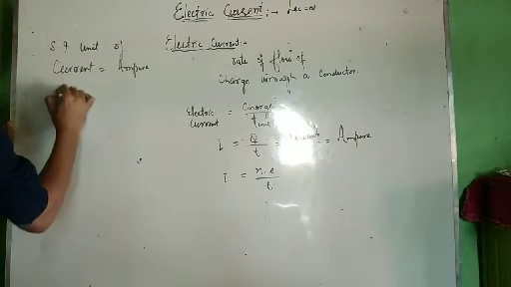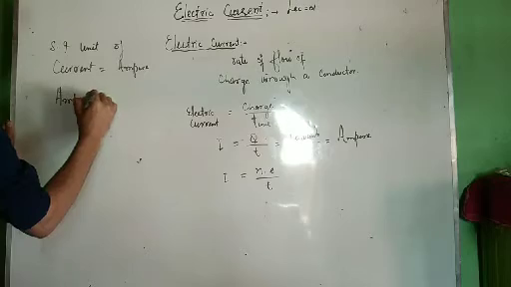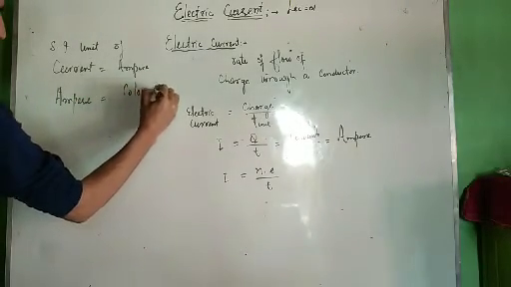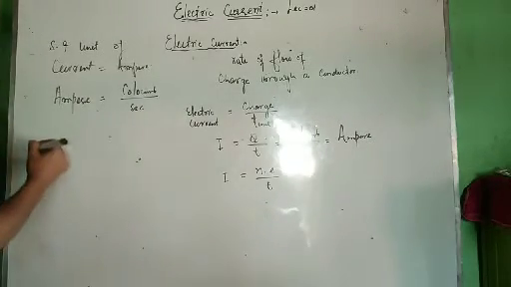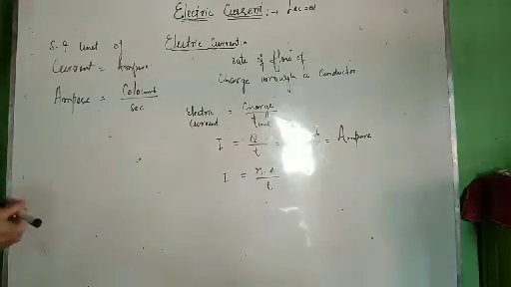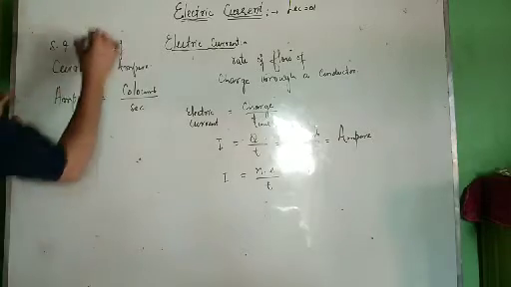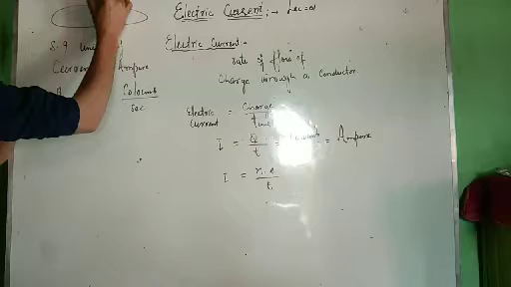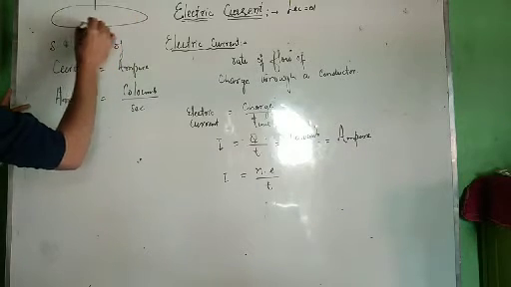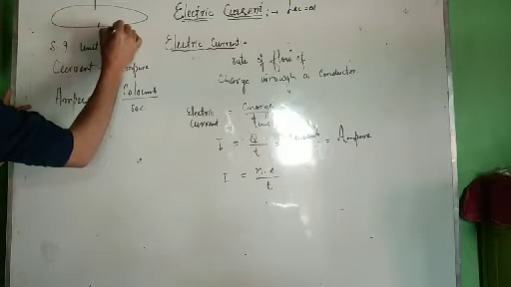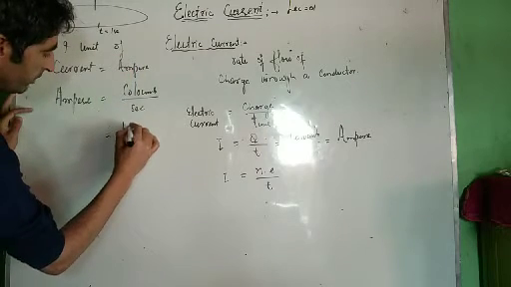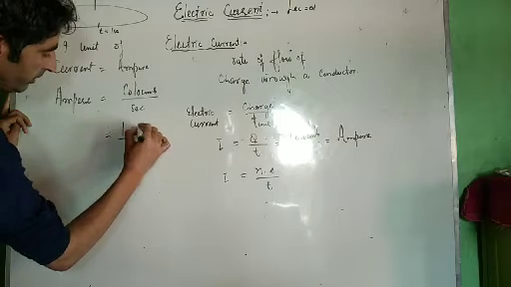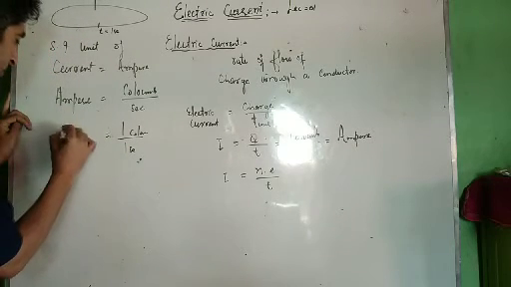Therefore I can write it like this: ampere is equal to coulomb per second. Now, under what conditions will the current be 1 ampere? See, this is a conductor. In this conductor, if 1 coulomb of charge, that is Q equal to 1, flows through it for a time t equal to 1 second, then our current becomes 1 ampere.